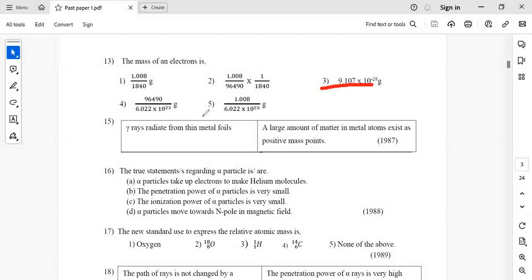15. Gamma rays radiate from thin metal foils. Yes, son, we know that. Gamma can be scattered or reflected only from concrete and lead. A large amount of matter in a metal atom exists as positive. Now, son, the mass is in a small amount, and all the rest is empty space. So the answer is 3.